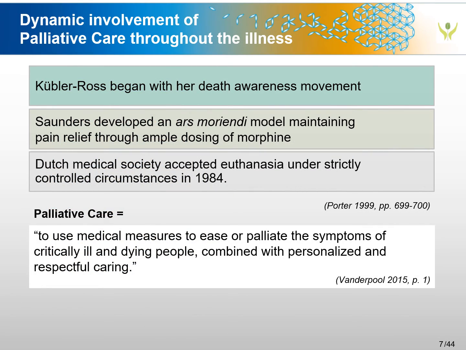From these developments, so Porter, 3 movements resulted. Firstly, Elizabeth Kubler-Ross began with her death awareness movement. Secondly, Dame Cicely Saunders developed an Ars Moriendi model maintaining pain relief through ample dosing with morphine. And thirdly, the Dutch Medical Society accepted euthanasia under strictly controlled circumstances in 1984. Today, all these quests are called palliative care. A source of much confusion.